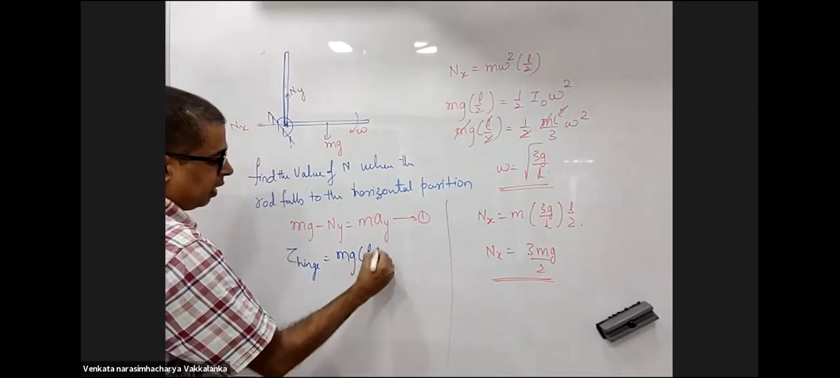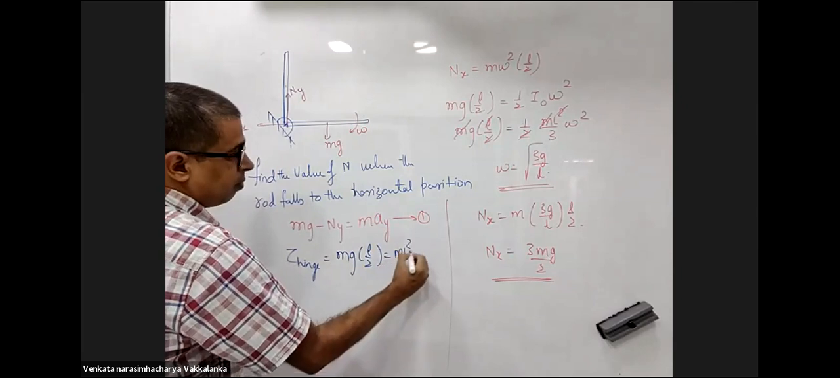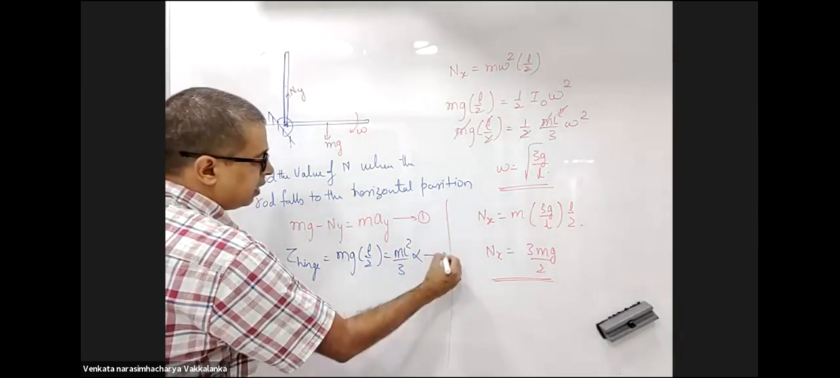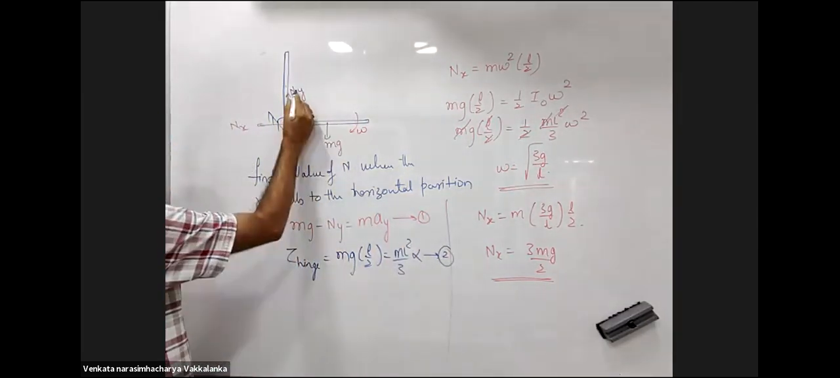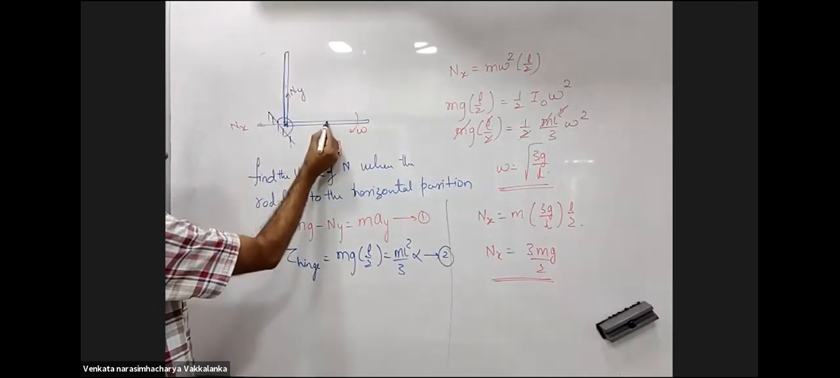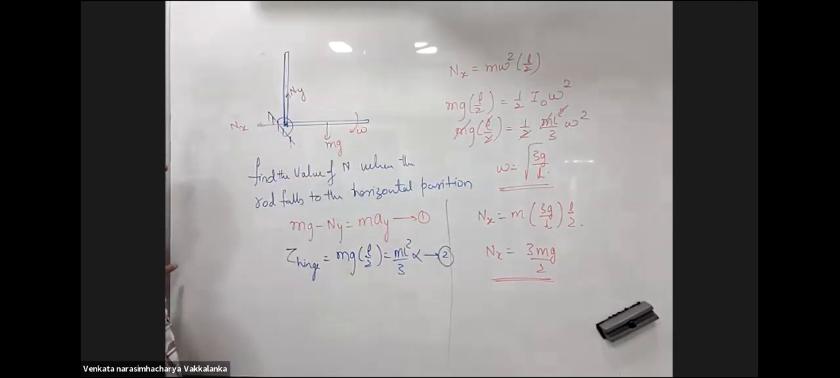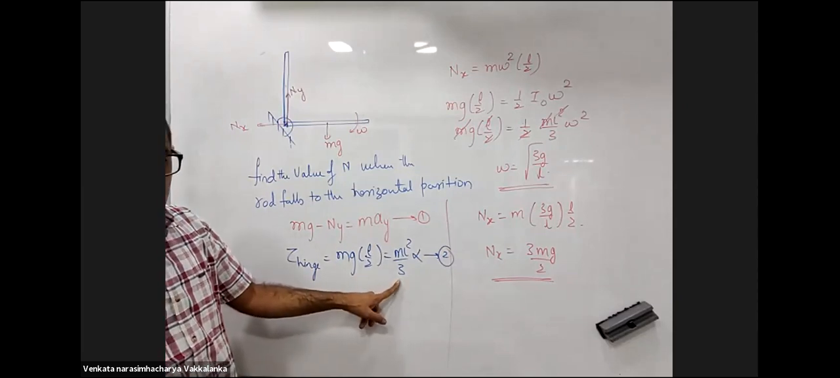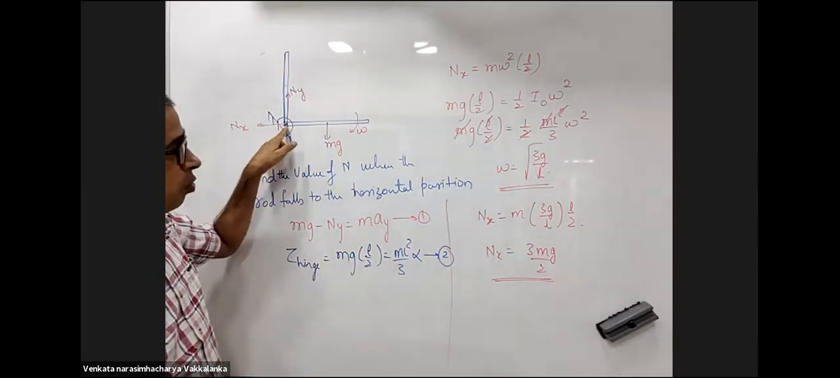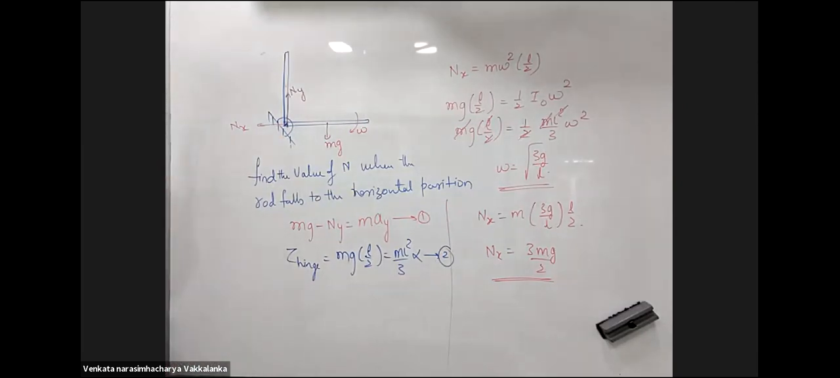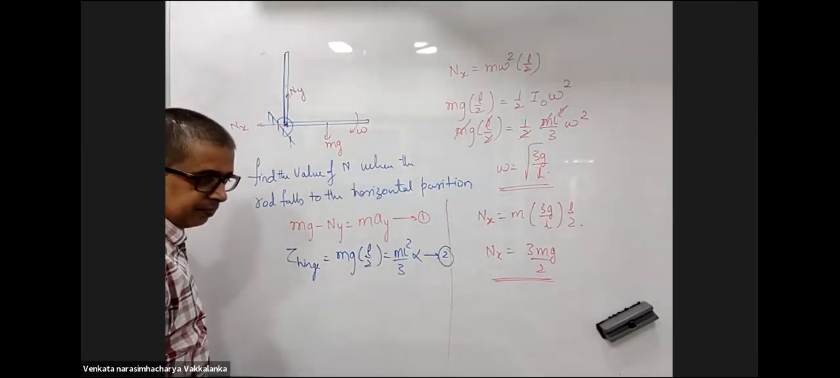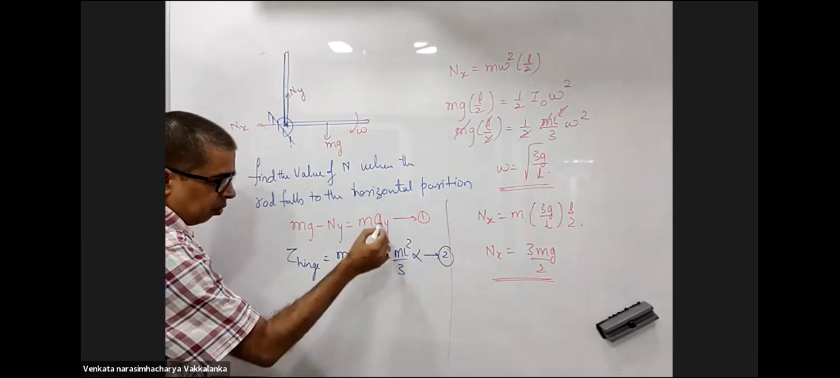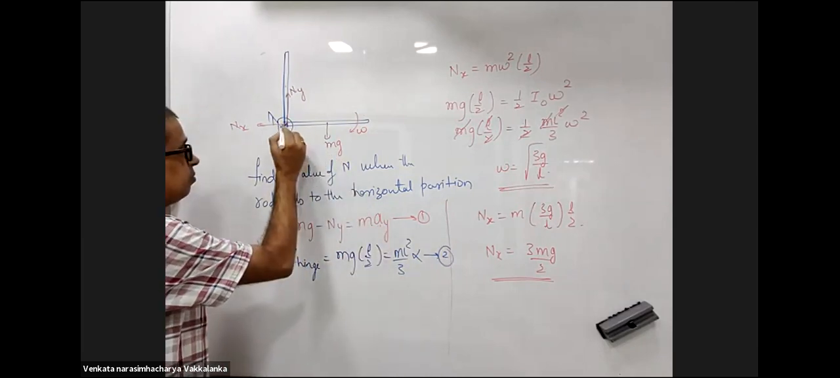Mg into L by 2 is ml square by 3 into alpha. Nx and Ny are passing through that point. Mg into L by 2 is the clockwise torque equal to I alpha, with I about one extreme end being ml square by 3. Now, Ay I should get in terms of alpha.